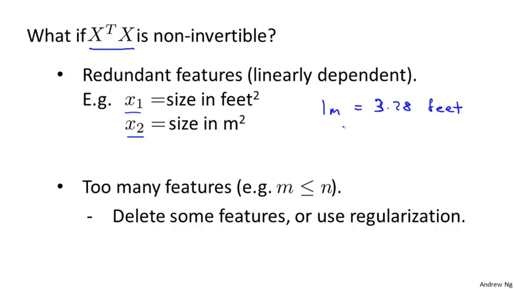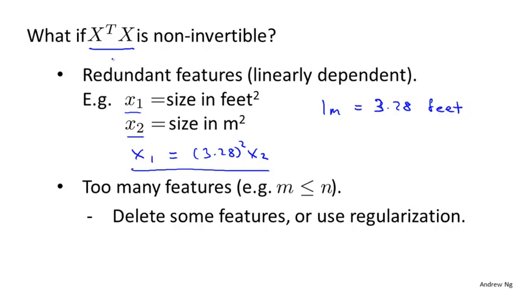rounded to 2 decimals. And so your two features will always satisfy the constraint that x1 equals 3.28 squared times x2. This is somewhat advanced linear algebra, but if you're an expert, you can show that if your two features are related via a linear equation like this, then the matrix X transpose X will be non-invertible.